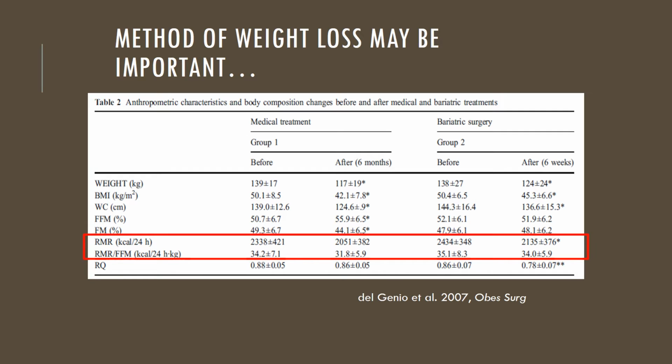And if you look at the bariatric surgery group, their metabolic rate went from 2,434 kcals to 2,135. That was a significant decrease. So this suggests that the medical treatment group, something about the way they lost weight kept their metabolic rate from decreasing, whereas the bariatric surgery did result in a decreased metabolic rate. What this means is the way we lose weight might matter.